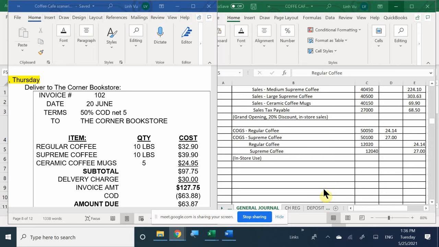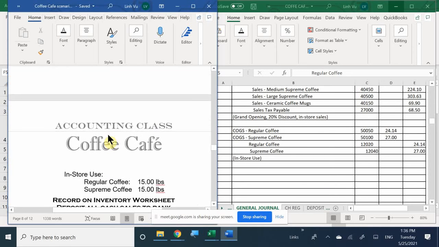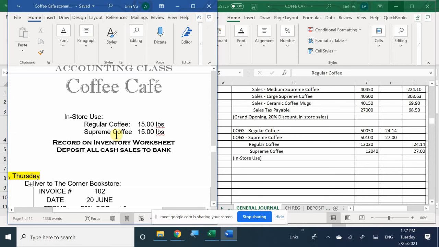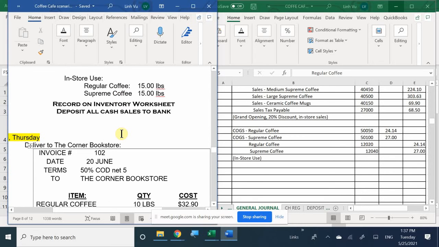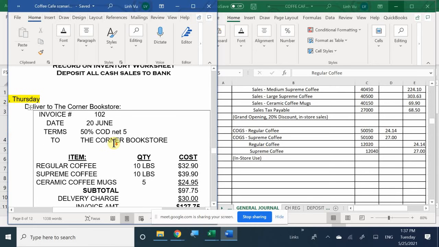All right. So where we last left off was the last transaction on the 19th. We're doing pretty good if we're journalizing each day. We finished up everything on the 19th. We finished up journalizing our transactions. We had our sales, we updated our inventory, and we deposited our money. So now we are on the 20th of June.